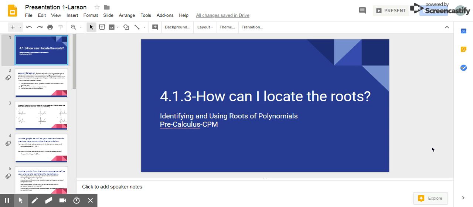This would be day 3 of polynomials in my pre-calculus class using the CPM textbook. Day 1 would be graphing polynomials in factored form. Day 2 would be writing equations of polynomial functions. And that brings us to where we're at today, identifying and using roots of polynomial functions.